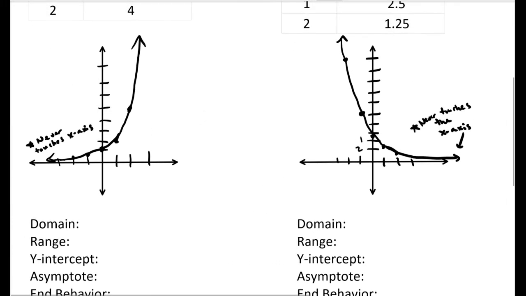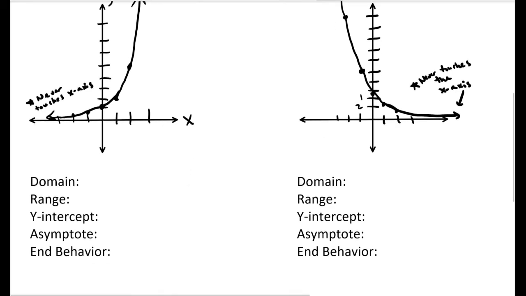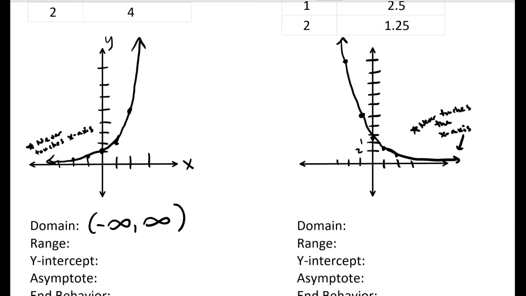So the domain are the x values. So looking at this graph, we have all the negative x values and we have all the positive x values. Remember, x is that axis. So that means that we have all the x values covered, which means that our domain is -infinity to infinity, or all real numbers. Same thing with the right side. We got all the negative values for x. We got all the positive values for x. So therefore, we're all covered. It's from -infinity to infinity.